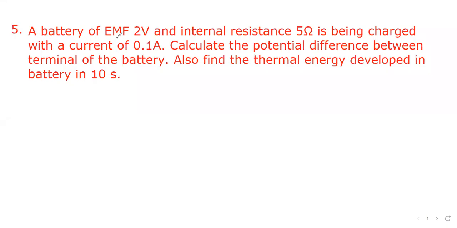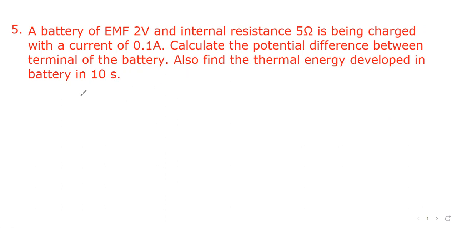Question number 5. A battery of EMF 2 volt and internal resistance 5 ohm is being charged with a current of 0.1 ampere. Calculate the potential difference between terminals of the battery. Also find the thermal energy developed in the battery in 10 seconds.